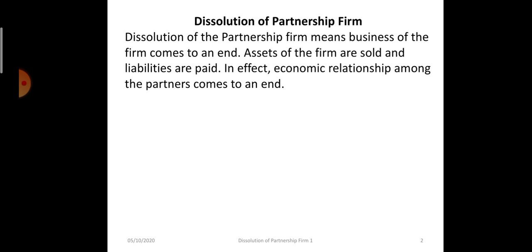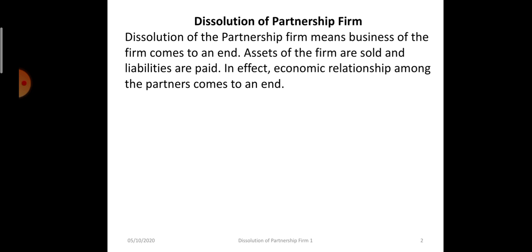So we can say that dissolution of partnership firm means that the business comes to an end, all the assets are sold and all the liabilities are settled. In effect, all the economic relations between the partners will come to an end.